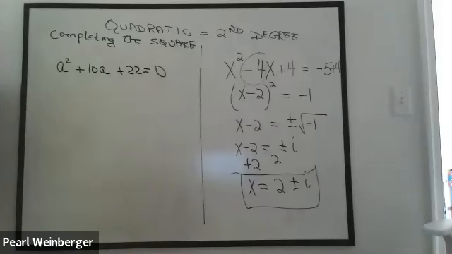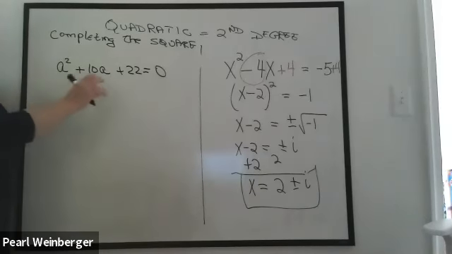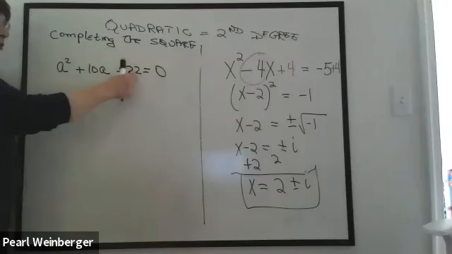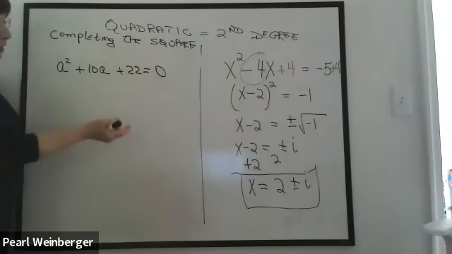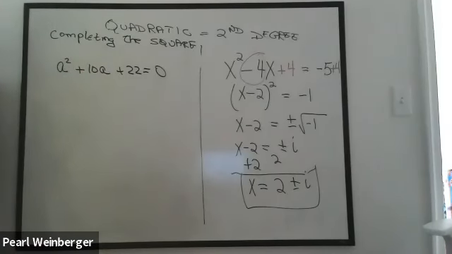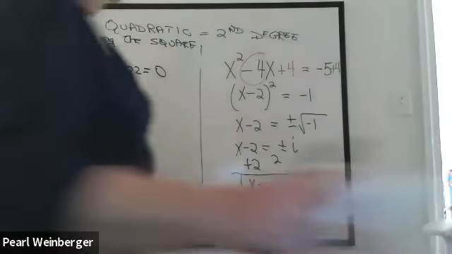Let's go through the steps again. First of all, can I factor it? Well, the only way I could break up 22 would be 2 and 11, and 2 and 11 don't add up to 10. This is not factorable. In any case, even if it was factorable, we want to use the completing the square method.